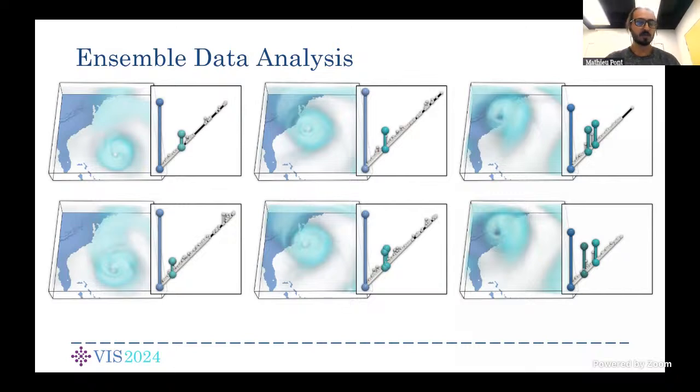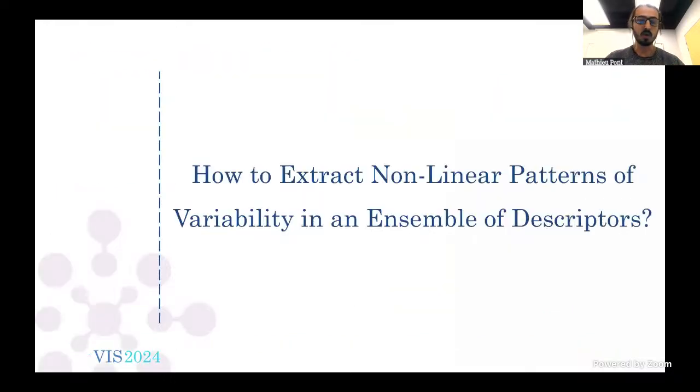So many methods have been proposed for this, to compare them, for instance, or to estimate the average of such ensembles, or to better understand its variability. However, all the methods that were proposed to analyze the variability in such ensembles can only focus on linear and simple trends of variability. So in this work, we wanted to go beyond what was proposed before in order to detect more complicated and non-linear trends of variability in an ensemble of topological representations.